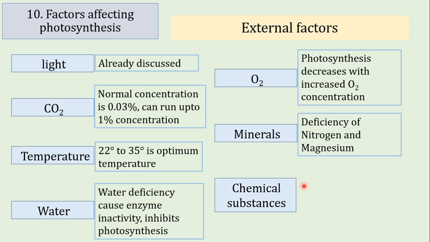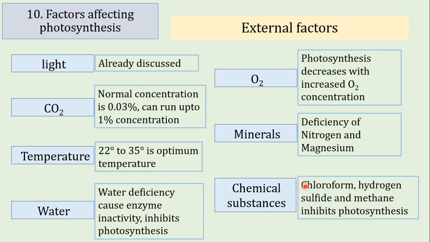There are some chemical substances which are toxic for plants, such as chlorine, hydrogen sulfide, and methane. The presence of these gases or chemical substances will result in inhibition of photosynthesis.